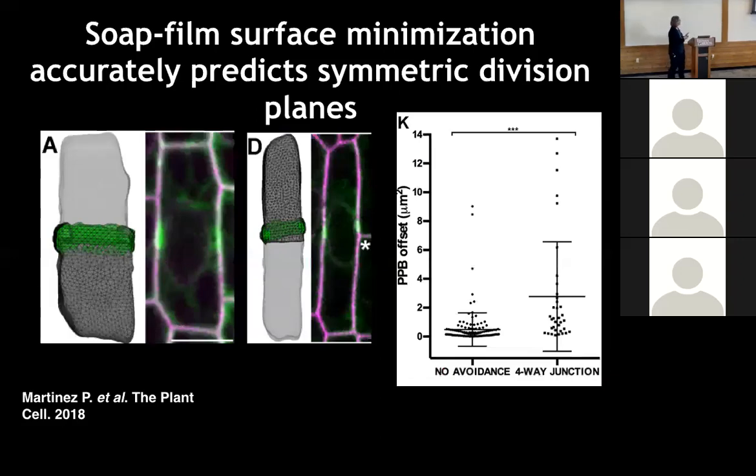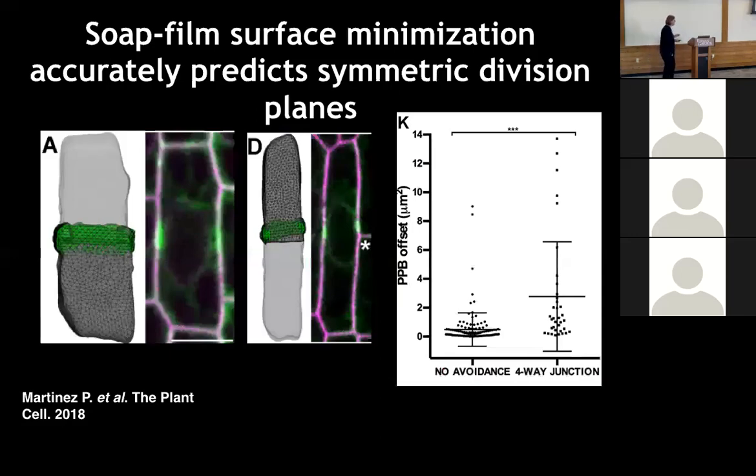So what you can see here is that the pre-prophase band lines up very well with the predicted division when there's no four-way junction that's going to be formed. A four-way junction is when you have an adjacent cell wall here. So what ends up happening is that the pre-prophase band itself shifts away from a four-way junction. Typically you would have the division occurring here, but it doesn't. So this is to increase structural stability.